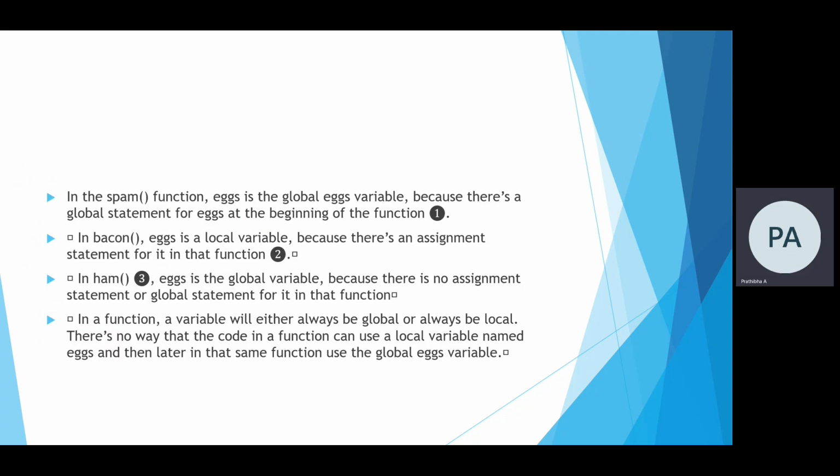The explanation I've given here: in the spam function, x is a global variable because there is a global statement for x at the beginning of the function. In bacon, x is a local variable because there is an assignment statement for it in that function. In ham, x is a global variable because there is no assignment statement or global statement for it in the function. In a function, a variable will either always be global or always be local.